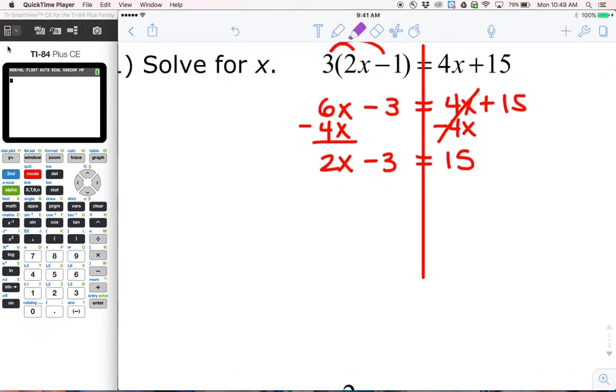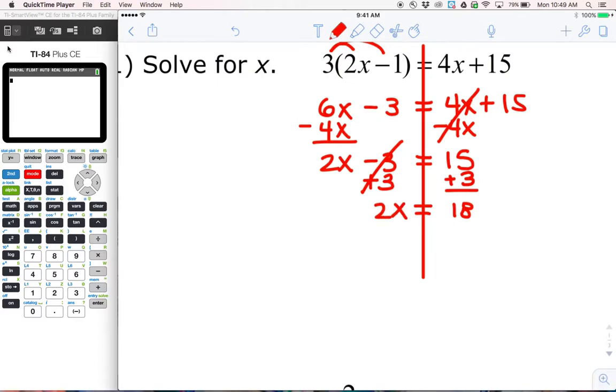Hopefully from here we're feeling more confident. We're trying to get x by itself, so I need 2 to go away and I need negative 3 to go away. Remember to always save the number that's touching your variable for last. So I'm going to get rid of this 3 first, and I'm going to add 3 to both sides, because that gives me 0 and I can cross it out. Got to be fair, do exactly the same thing to the right side. So now I have 18 over there. All right, so I have 2x equals 18.